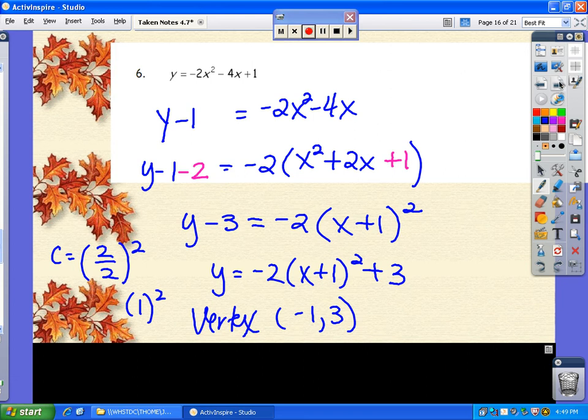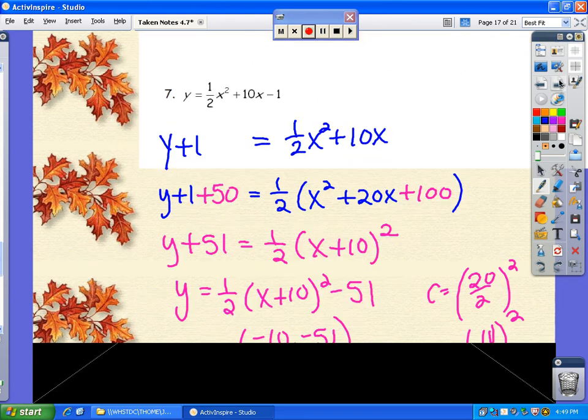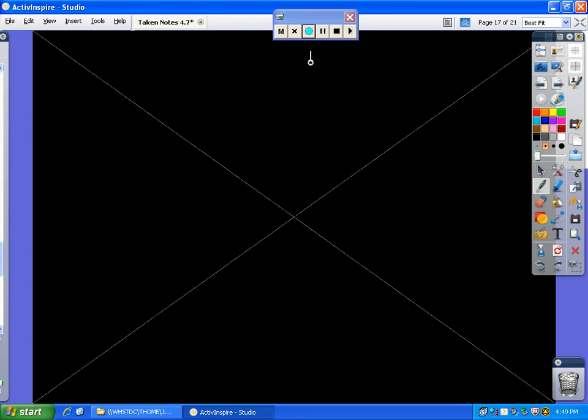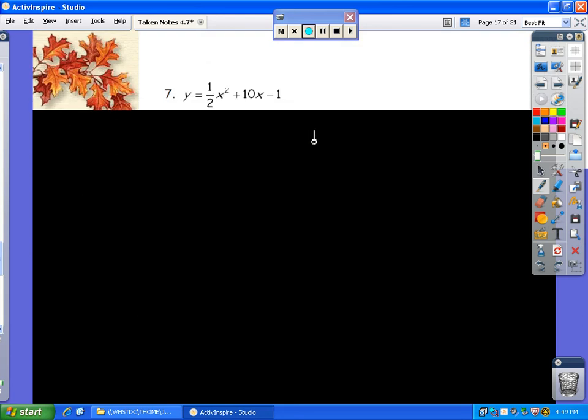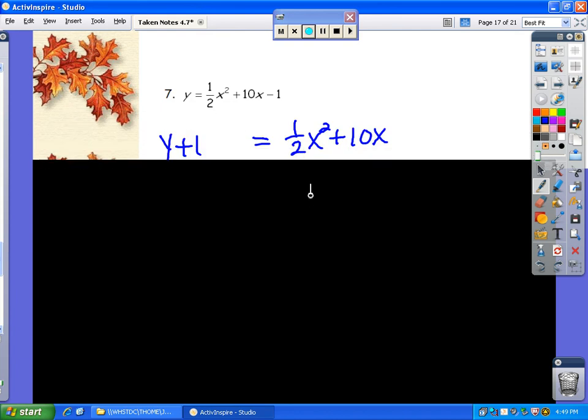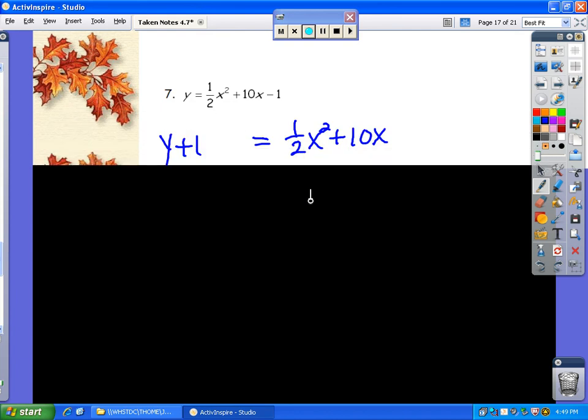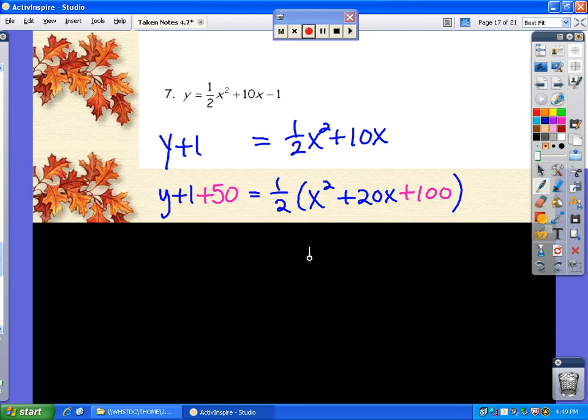Alright, one more example. Let's look at one where we have the lead coefficient as a fraction. Alright, same process. Move the 1 to go with the y. Because I have a lead coefficient of 1/2, you have to factor out a 1/2. So 10 divided by 1/2 is 20. Now complete the square. Half of 20 is 10, squared is 100. But remember, we factored out a 1/2, so 1/2 times 100 is worth 50. So add 50 to the other side.